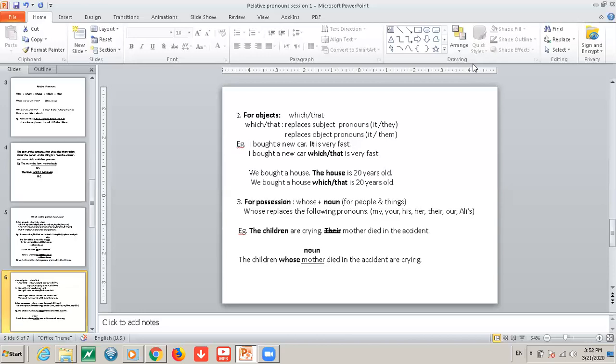Instead of their, it shows possession, so we have to use whose followed by a noun. The sentence becomes: the children whose mother died in the accident are crying. So delete their and use whose instead of their, followed of course by the noun mother.